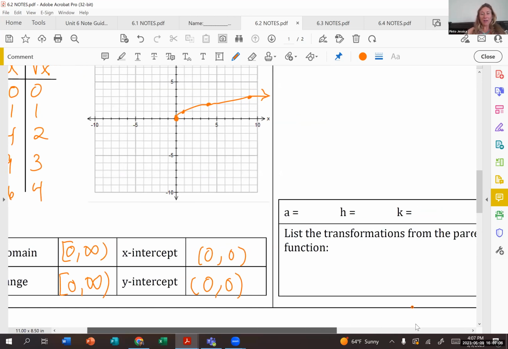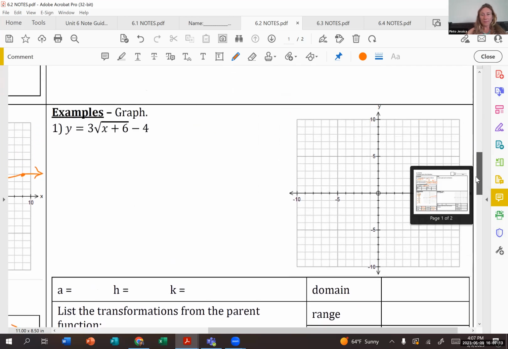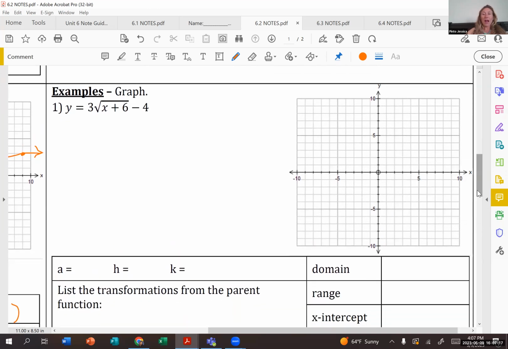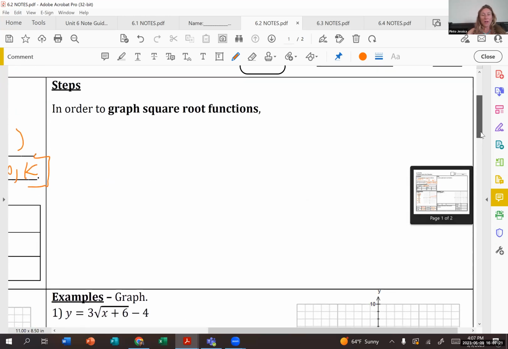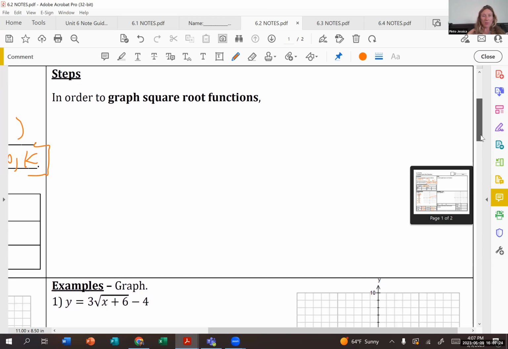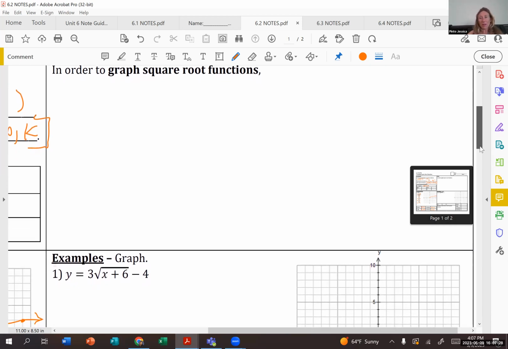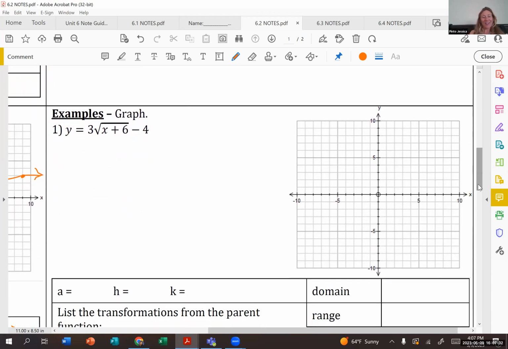Let's take a look at an example where it's not just 0, 0, and an a value of 1. I'm going to have you write in the steps to graph over here as a summary that you will be graded on. So I want you to come up with what you think the correct steps are on your own. Ooh, challenge, right?